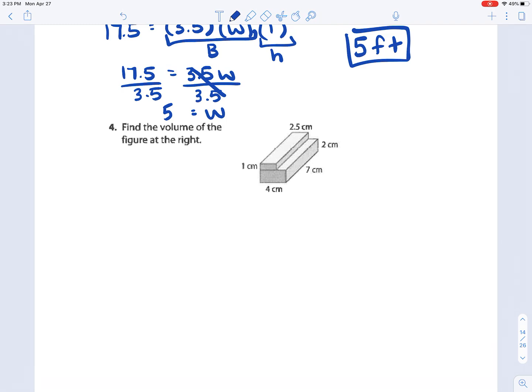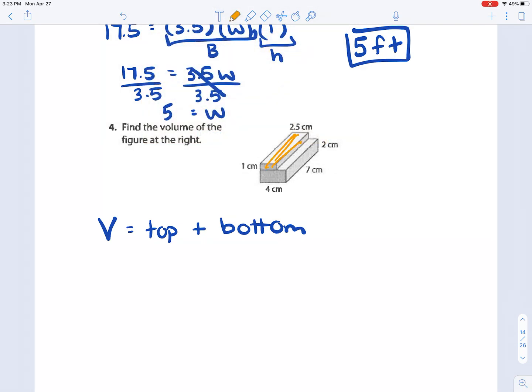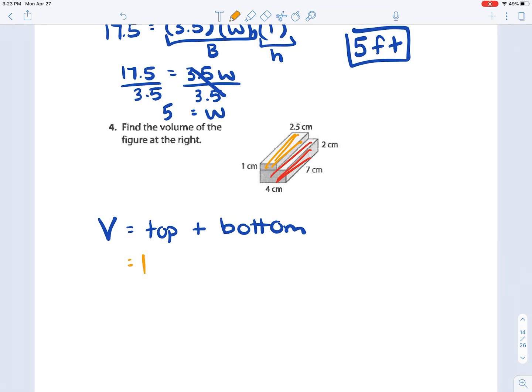All right, and the last one here, find the volume of the figure at the right. So this looks like a set of stairs. The volume is going to be each stair added together. So I'm going to first need to find the volume of the top, and I'm going to need to add it to the volume of the bottom. Well, each of these are rectangular prisms. So let's go with the top in orange and the bottom in red. Let's deal with the top one first. I need the area of the base times the height of the prism.